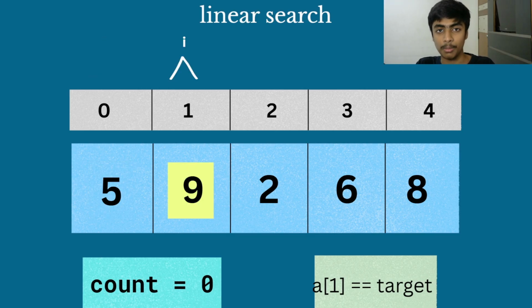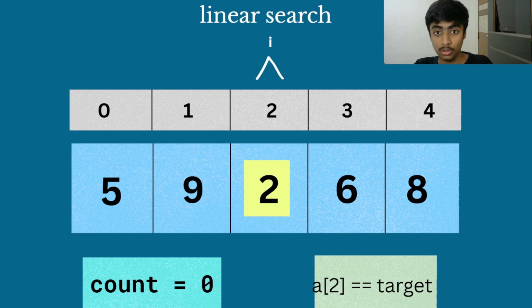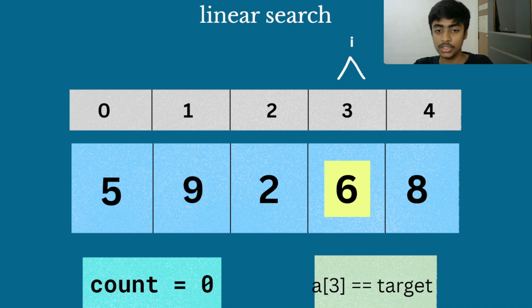Our I is going to increment by 1. And now we're going to check if a of 1 is equal to target. Basically, if 9 is equal to 6. This is also false, so our count will stay as it is. I increments to 2. And now we're going to check if a of 2 is equal to the target value. 2 is not equal to 6, so the condition is false and therefore count will stay as it is. Our I increments to 3 and now we're just checking if 6 is equal to 6. Since this is true, we've found our value.